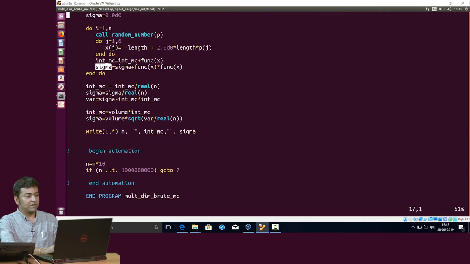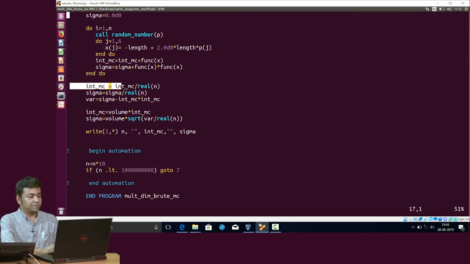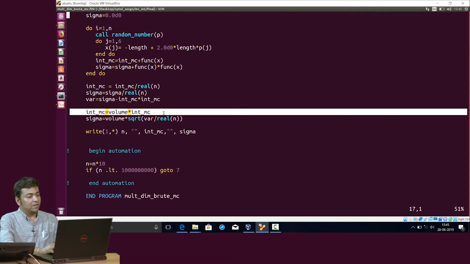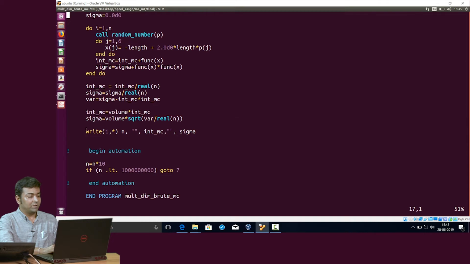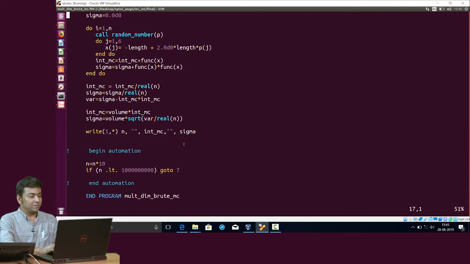Similarly, I do the same for the sigma, and once that is done, for the integral I compute the average, and then I multiply it by the volume to get the value of the integrand. Once that is done, I write my n, then the value of the integrand, and then the standard deviation. This I print into the file, and this is done till n takes a certain value.